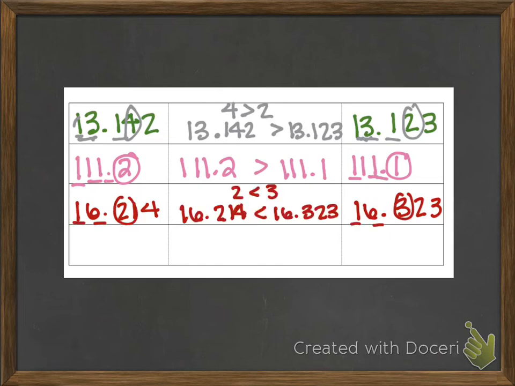Okay, so we compared and we needed to compare the 2 and 3. 2 is less than 3, therefore 16.214 is less than 16.323.